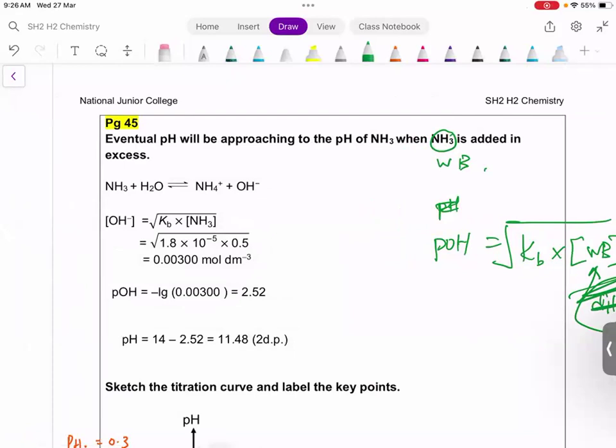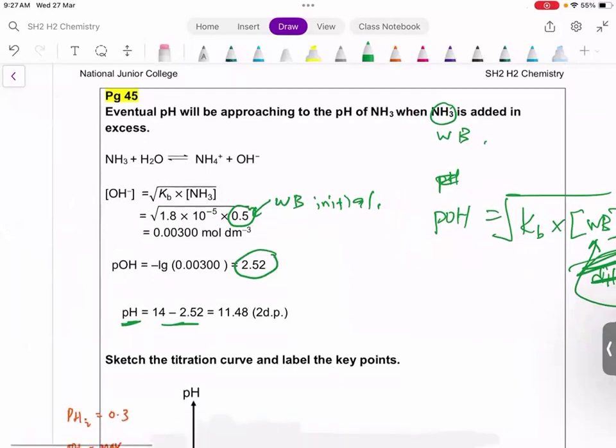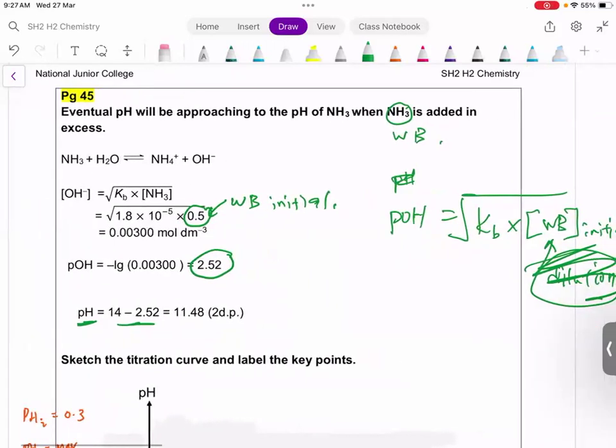Okay, so this is your original concentration of your weak base initial. Then this is pOH, remember? So to calculate pH, you have to subtract from 14. Can? Make sense? You can ask question if I'm not clear.